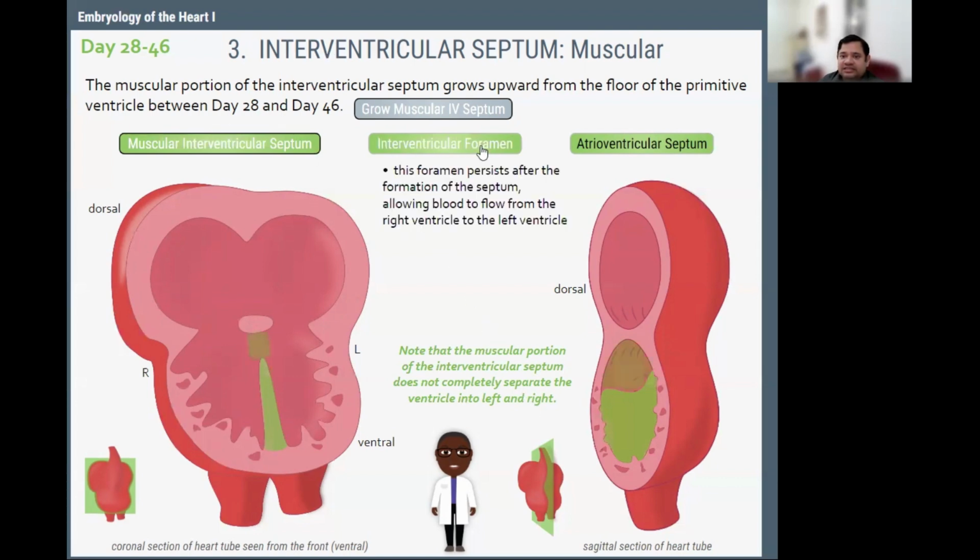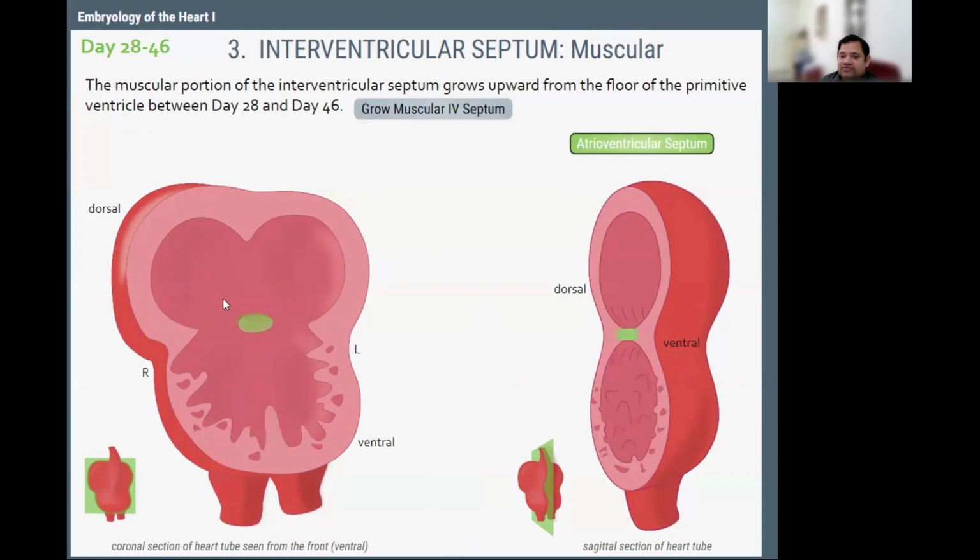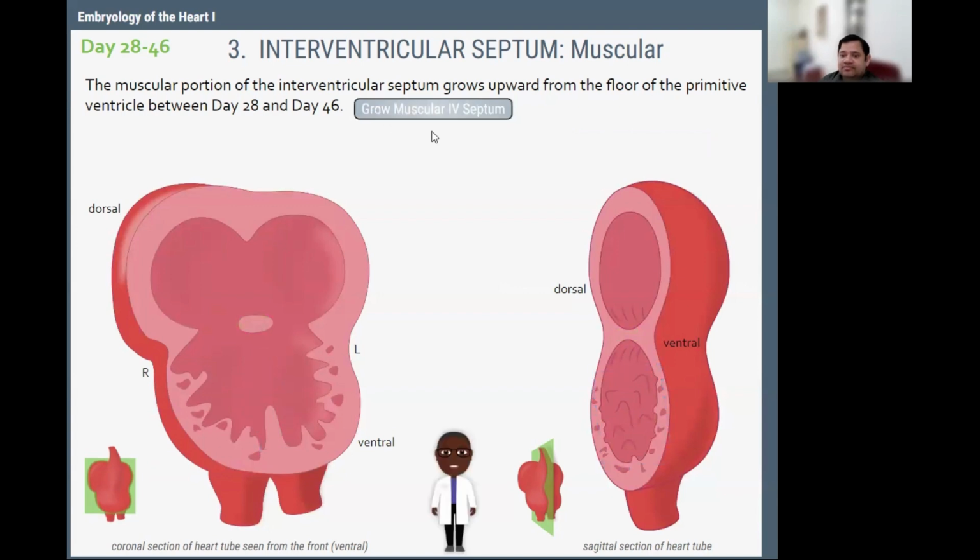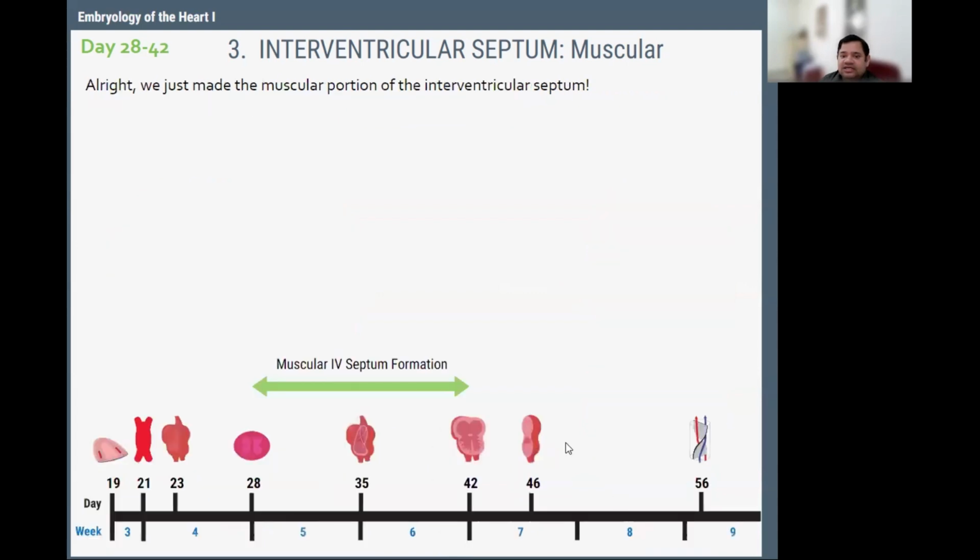Then there is also an interventricular foramen. This foramen persists after the formation of the septum, allowing blood to flow from the right ventricle to the left ventricle. And then there is the atrioventricular septum, which is a transverse structure that is going to separate the atrium and ventricle. Again, we can see the three things. Next, you can see the interventricular septum being adjusted into portions. All of this is happening in these days, that is 28 to 42.